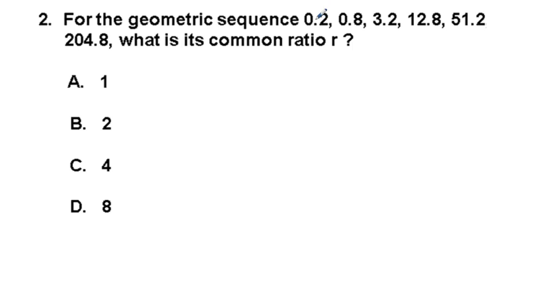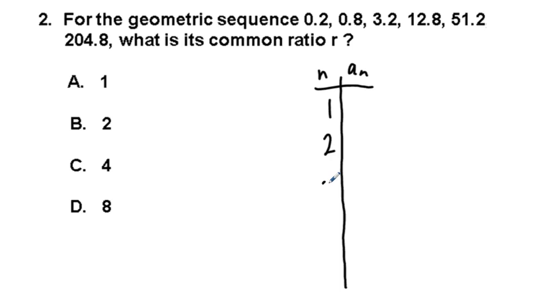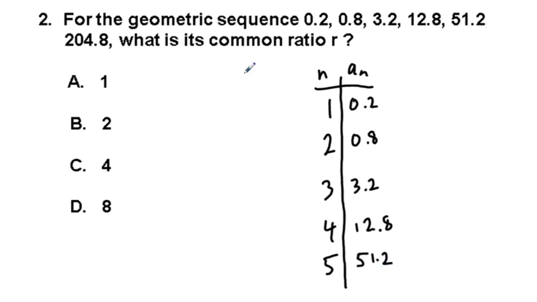Next, problem 2. For the geometric sequence 0.2, 0.8, 3.2, 12.8, 51.2, and so forth, what is the common ratio? It should be quite simple. Just like the last one, we put n, a sub n, and 1, 2, 3, 4, 5. So we can take 0.2, 0.8, 3.2, 12.8, and 51.2.